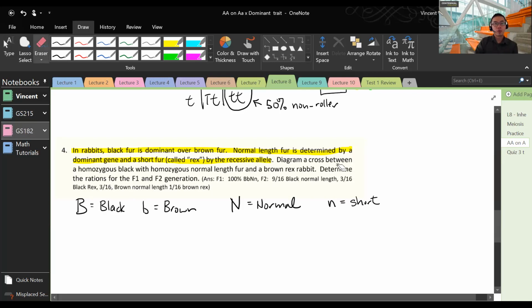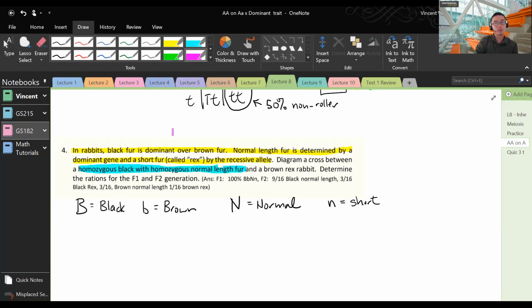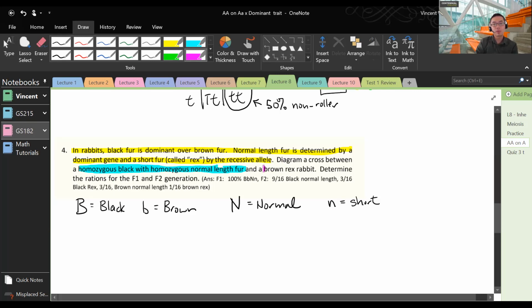Okay, so diagram a cross between a homozygous black with homozygous normal length fur. I don't know if that's the male rabbit or not, but it doesn't matter. I'm just going to pretend it is. And we're going to cross it with a brown Rex rabbit. Okay, so let's see what's going to happen.